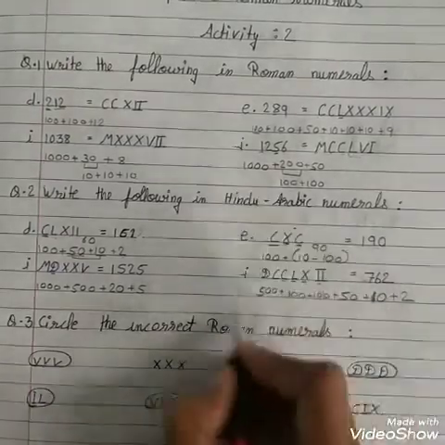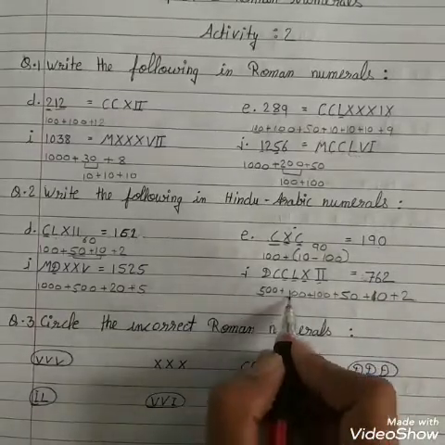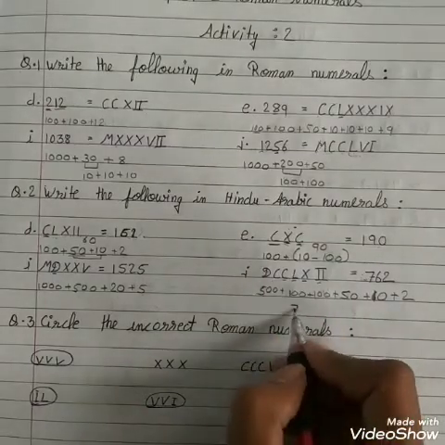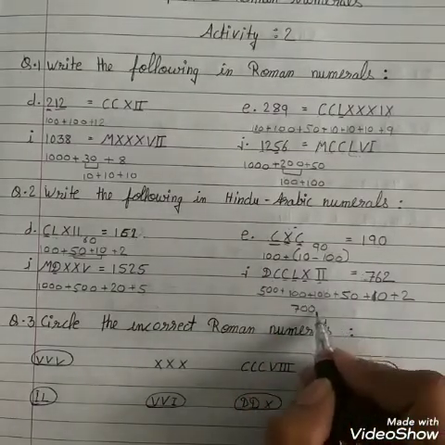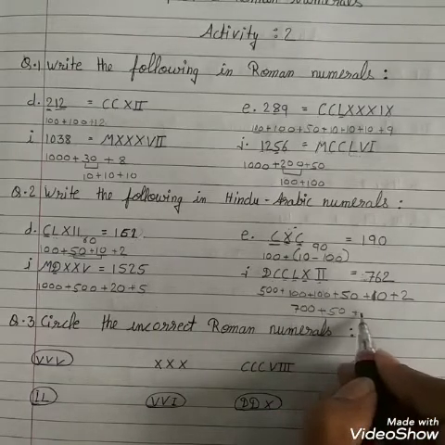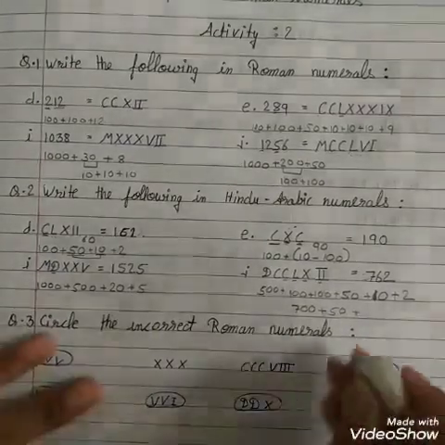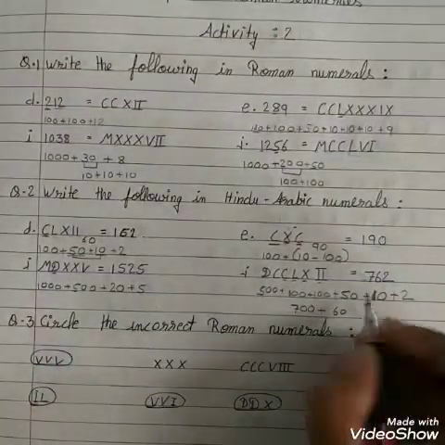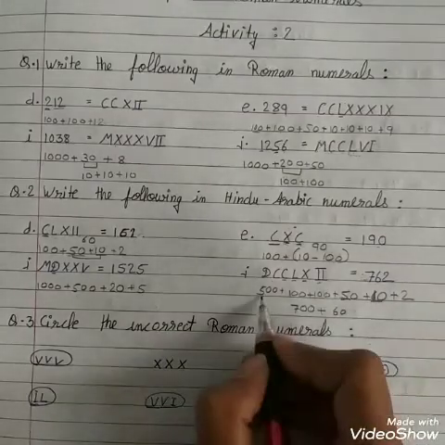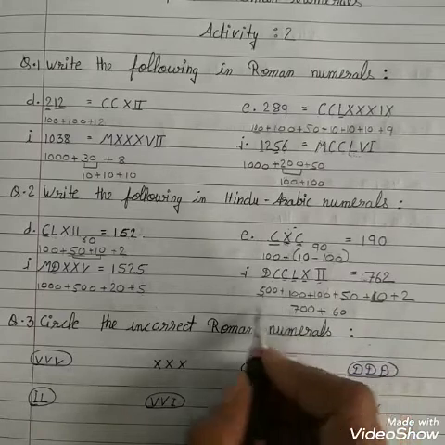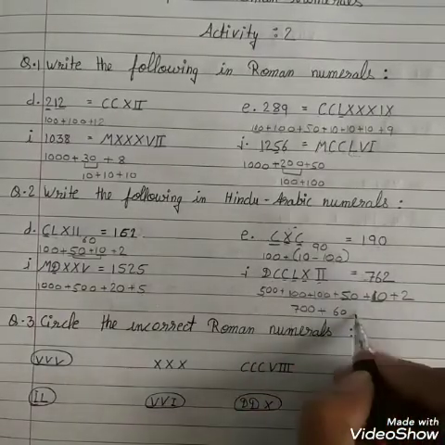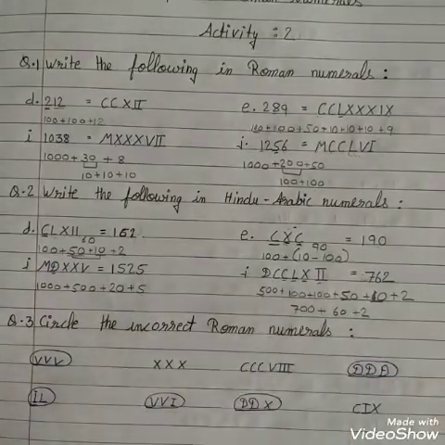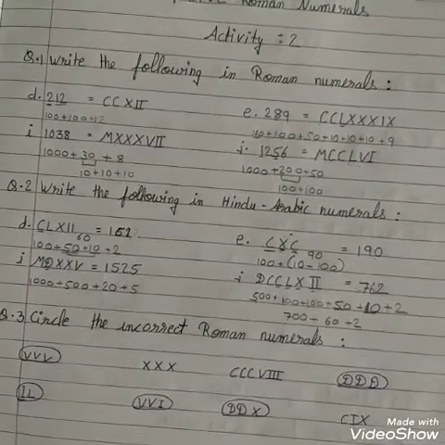Now we can write this number: 500 plus 100 plus 100. It will become 700. 700 plus we have 50. Now what will 50 plus 10 become? 60, because both are tens place. And these have the hundreds place. So we add first of all. Now we have 2. Now the number will become 762.